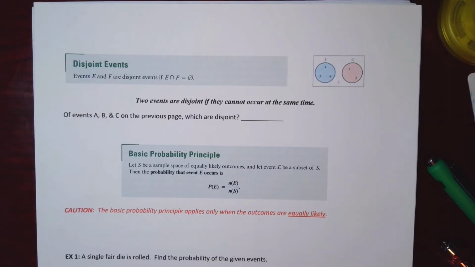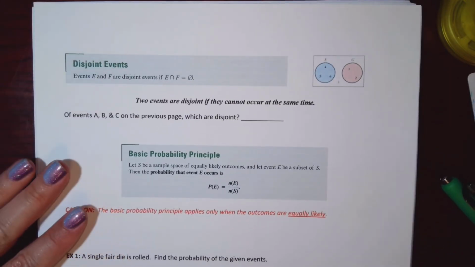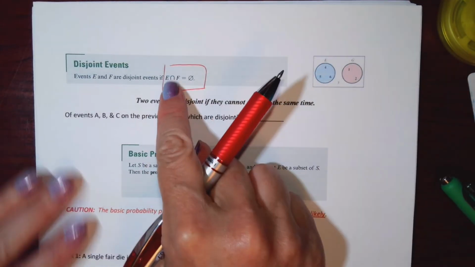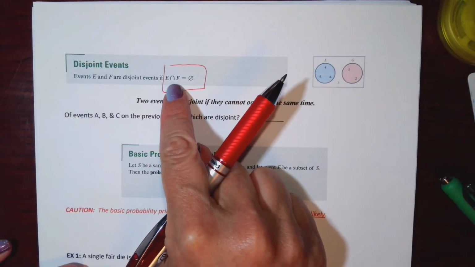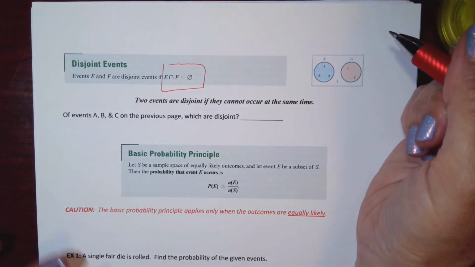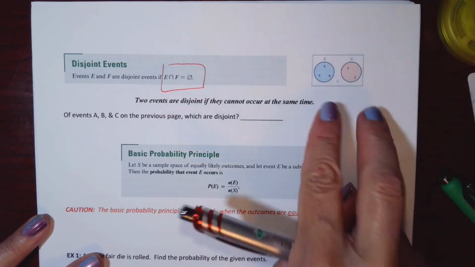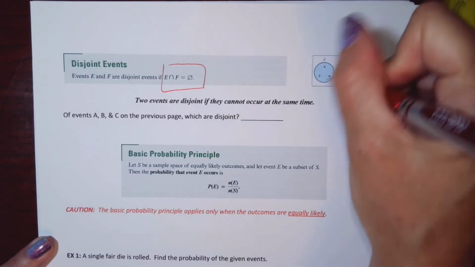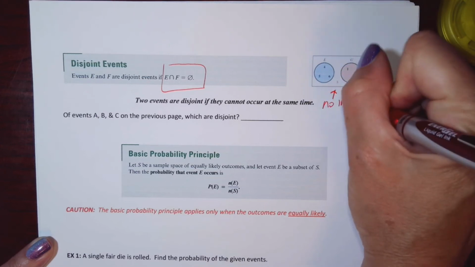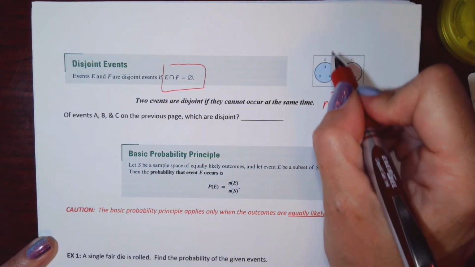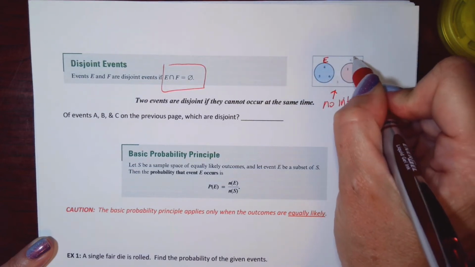Disjoint events. Disjoint events are events whose sample space is empty. So if A intersect F is the empty set, that means that they do not share anything. So this is an example where these do not have an intersection. So we would say that these two events are disjoint. Now, this is E and this is G.